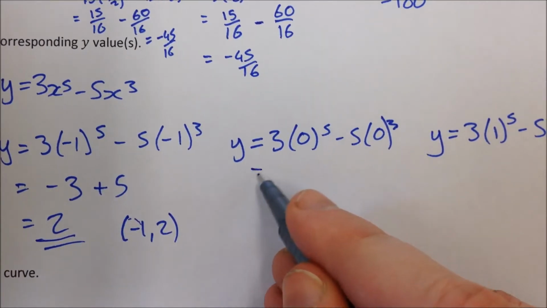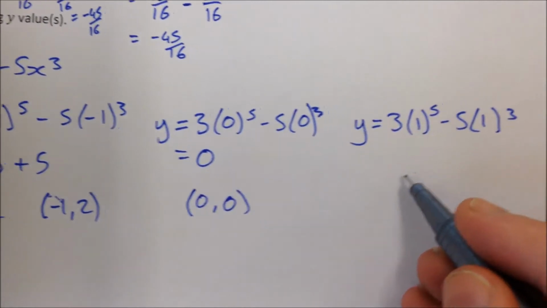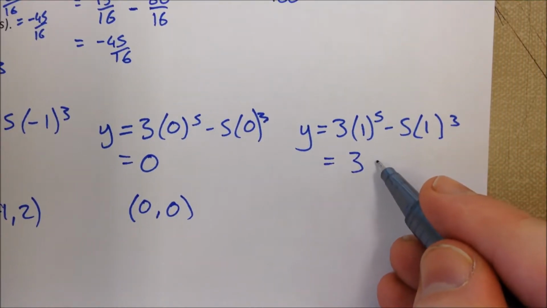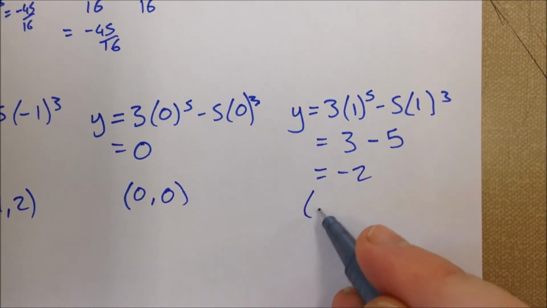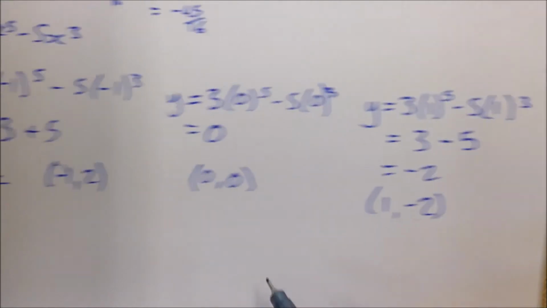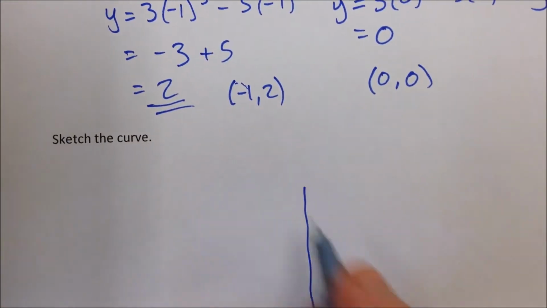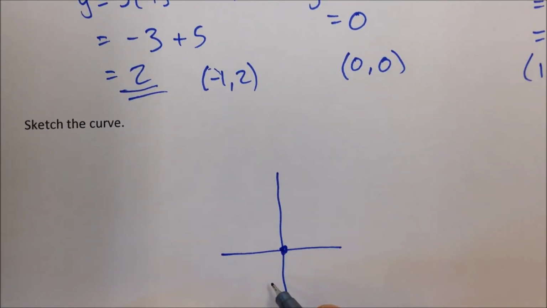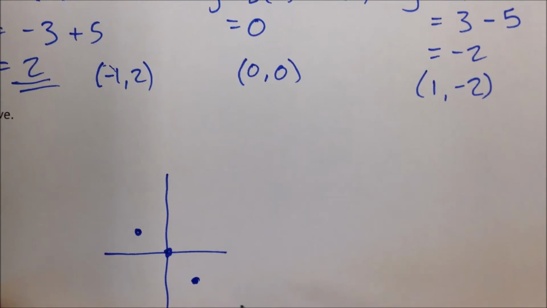Right, my second one, that's just going to come to 0, isn't it? So this is going to be 0, 0. And the final one, 3 lots of 1 is 3, take away 5 lots of 1 is 5. So that's negative 2. So we've got 1, negative 2. So our 3 points then. Sketch the curve in part D here. 0, 0. We've got negative 1, 2, so we've got a point here, and we've got 1, negative 2, so we've got a point there.